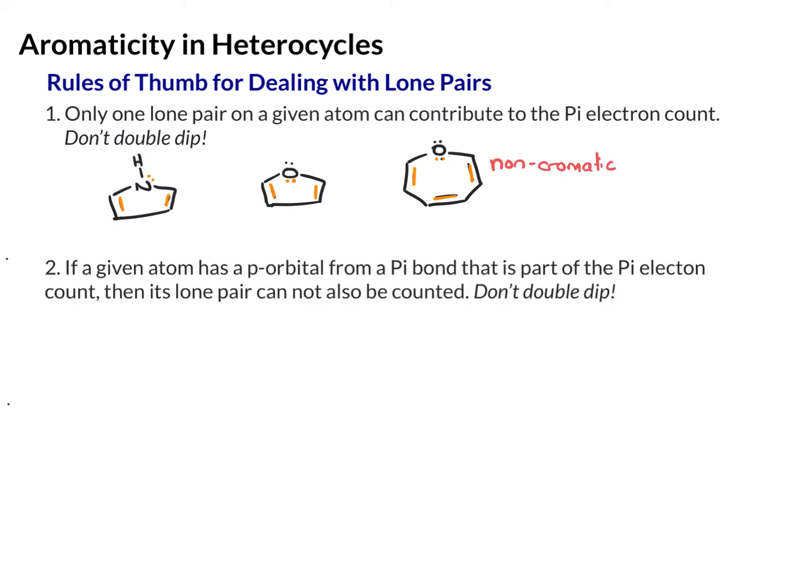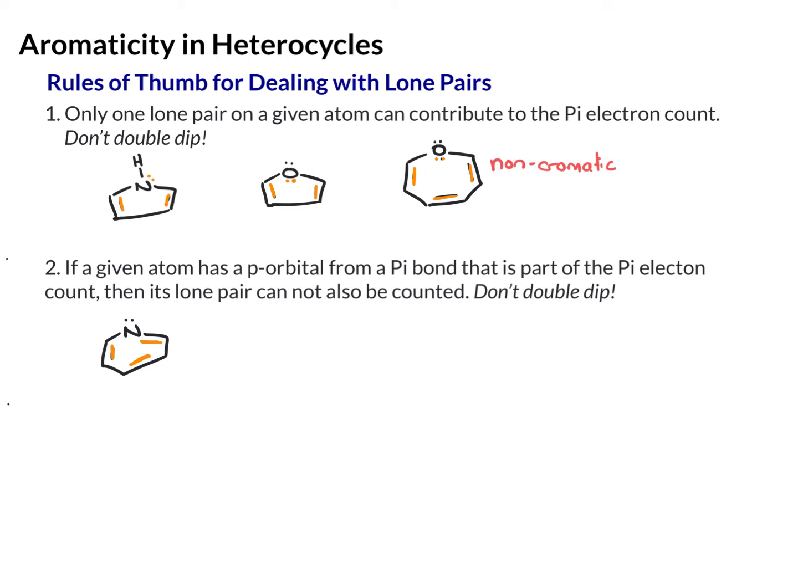The second rule, if a given atom has a p orbital from a pi bond, and that pi bond is part of the pi electron count, then its lone pair cannot also be counted. Again, this is where you can't double dip. So we saw this previously with pyridine. Even though pyridine has a lone pair, you can't count it because the nitrogen already has a p orbital with the pi bond, and that's contributing to the aromatic ring.